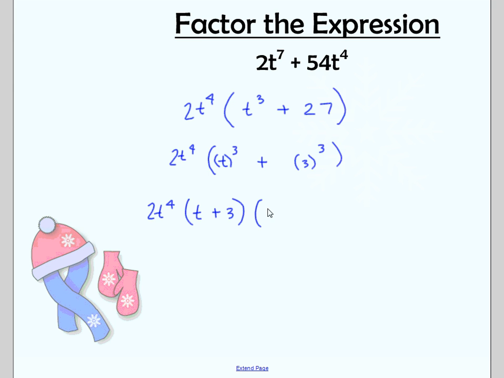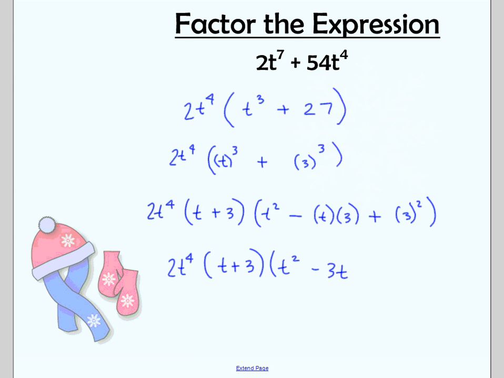Then I'm going to do a squared, so t squared. Opposite sign, so I'm going to go minus this time. a times b, so t times 3 plus, the last one's always plus, but then the last one's squared, so 3 squared. And I'm just going to clean everything up, so my final answer is going to be 2t to the 4th, t plus 3, then t squared minus 3t plus 9. So now it's fully factored.